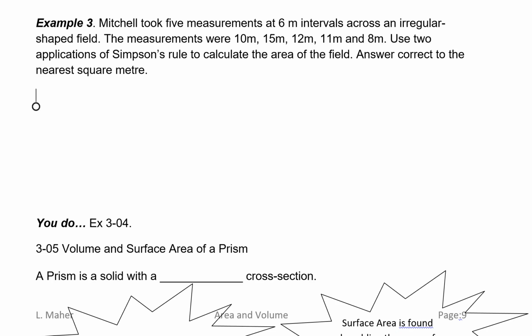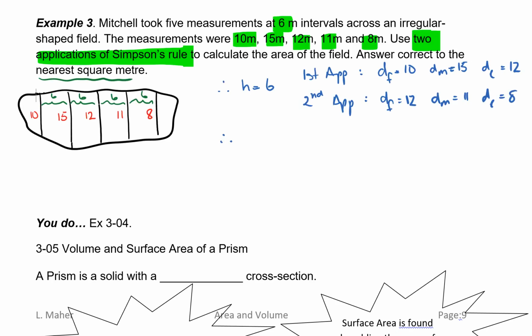With example 3, clearly there's no diagram given, so I would suggest that the first thing you do is to draw a diagram. So you can see I've highlighted the key information and drawn the diagram. I'm showing my measurements at 6 metre intervals. The measurements are 10, 15, 12, 11 and 8, and I'm going to do 2 applications of Simpson's rule. So identifying that, h is 6.